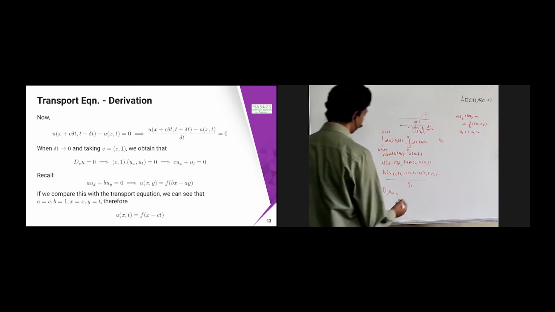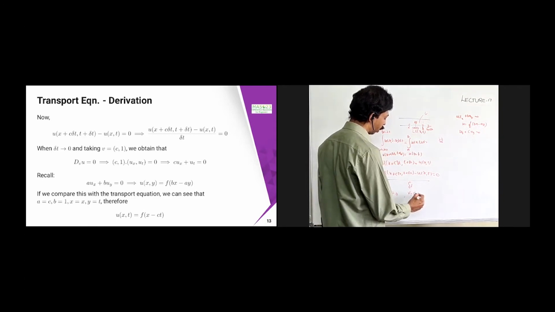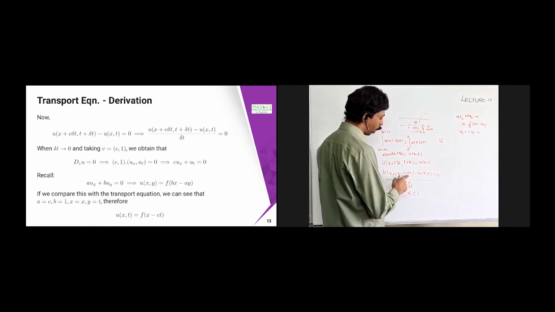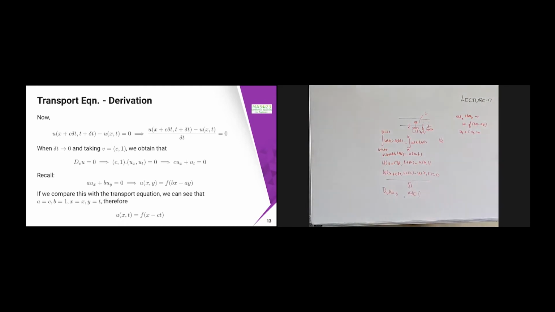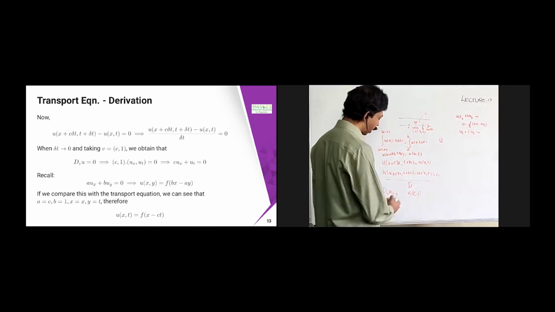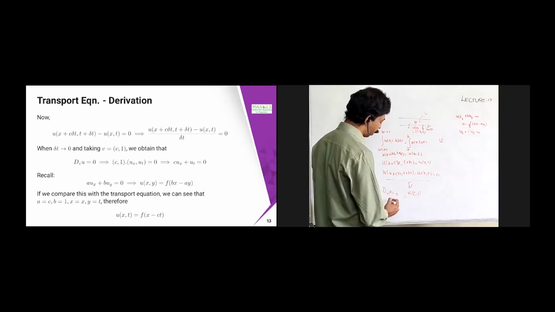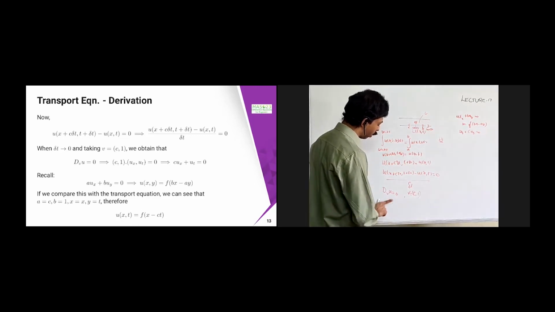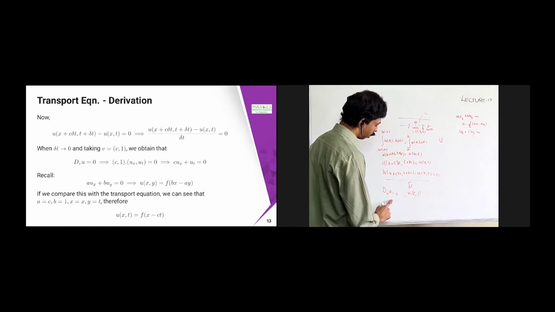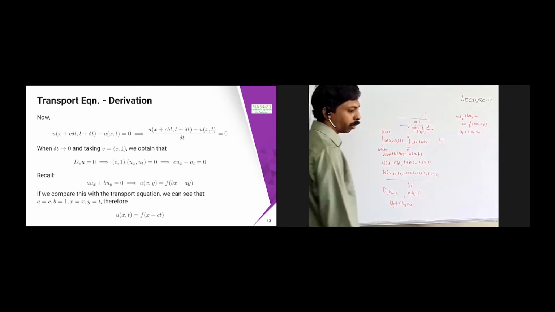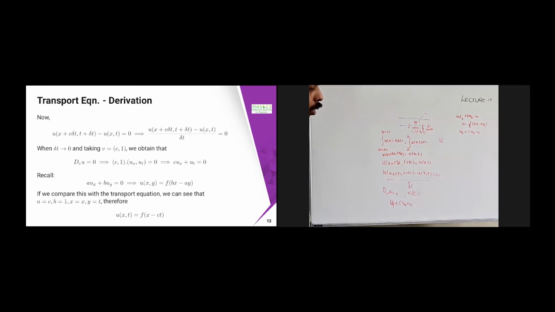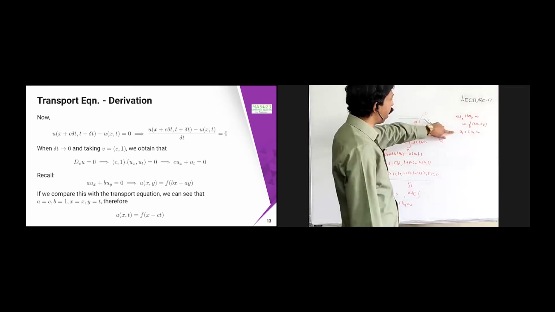Here v is nothing but (c, 1), because here you have c and here you have 1, therefore v equals (c, 1), and the gradient of u is (u_x, u_t). Therefore you are going to get your equation as D_v u equals u_t plus c u_x, which is equal to 0. So D_v u is going to be u_t plus c u_x. Okay, so almost the same thing we mentioned here.